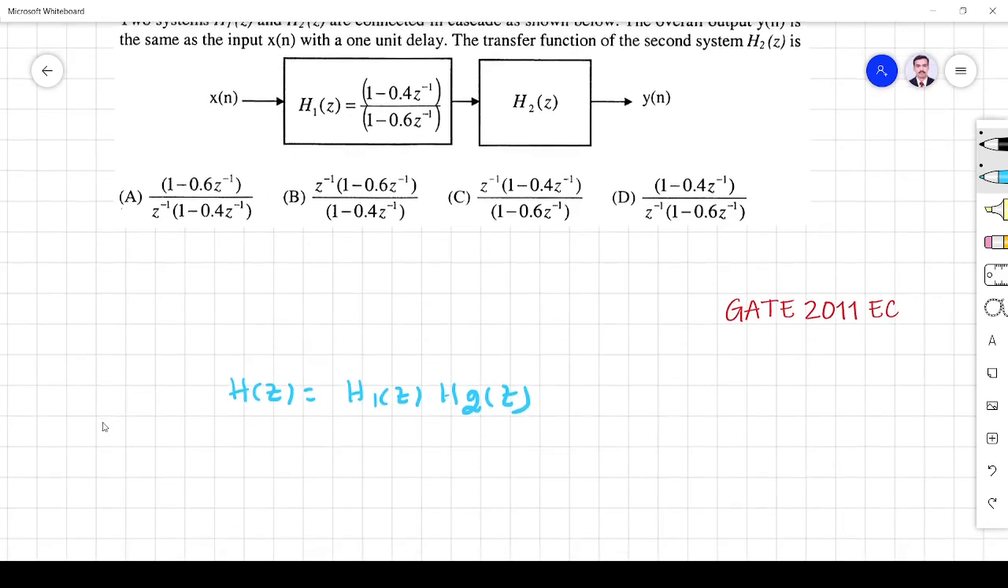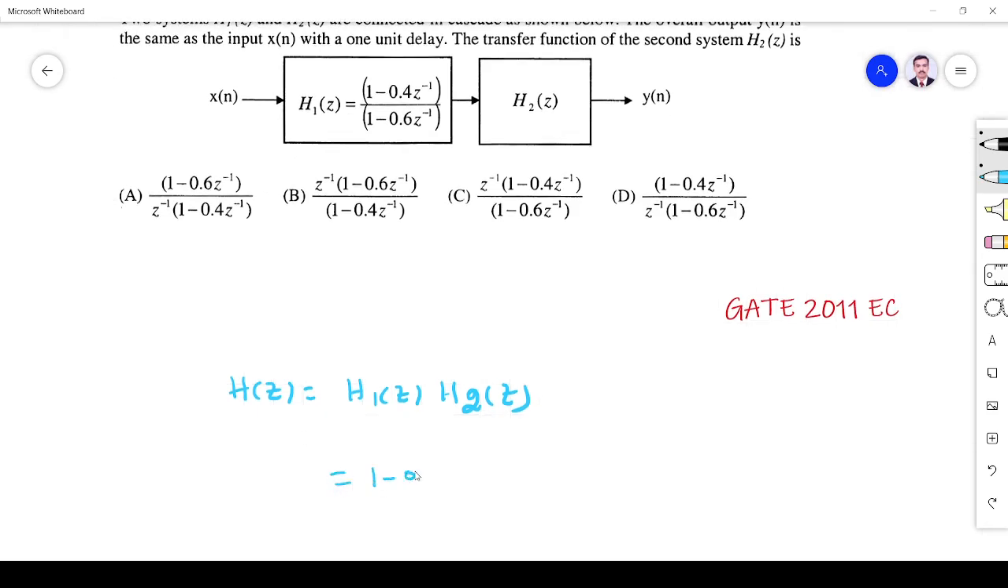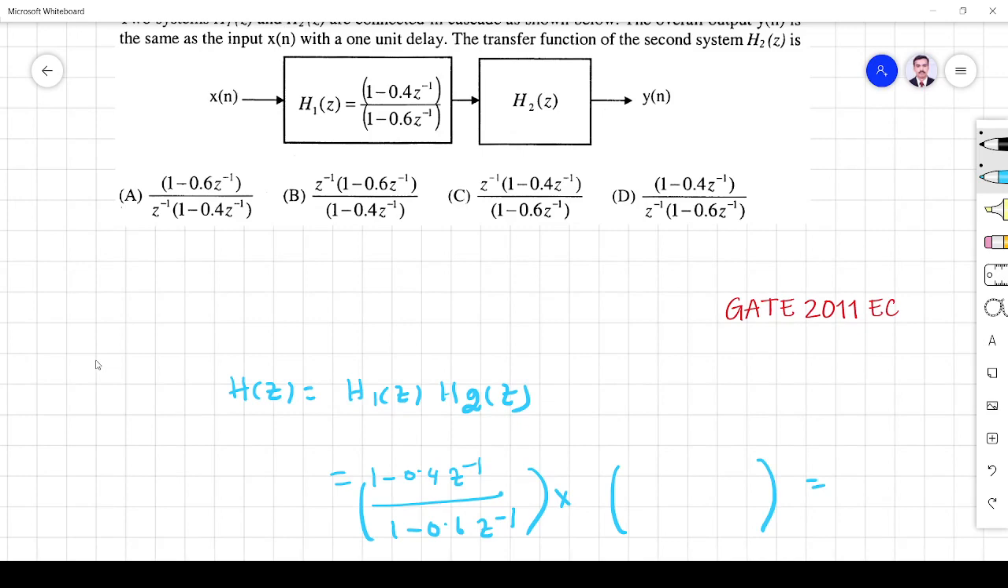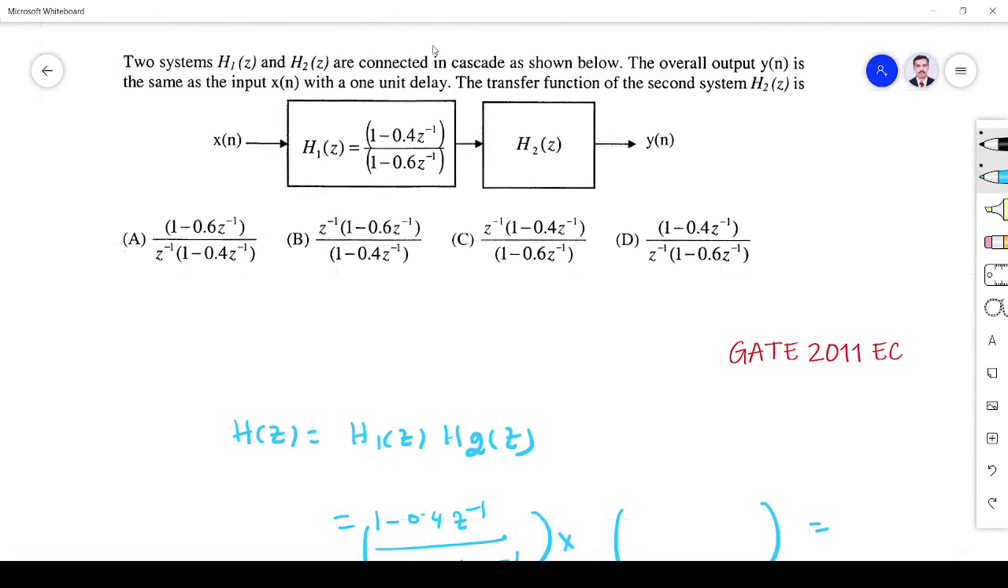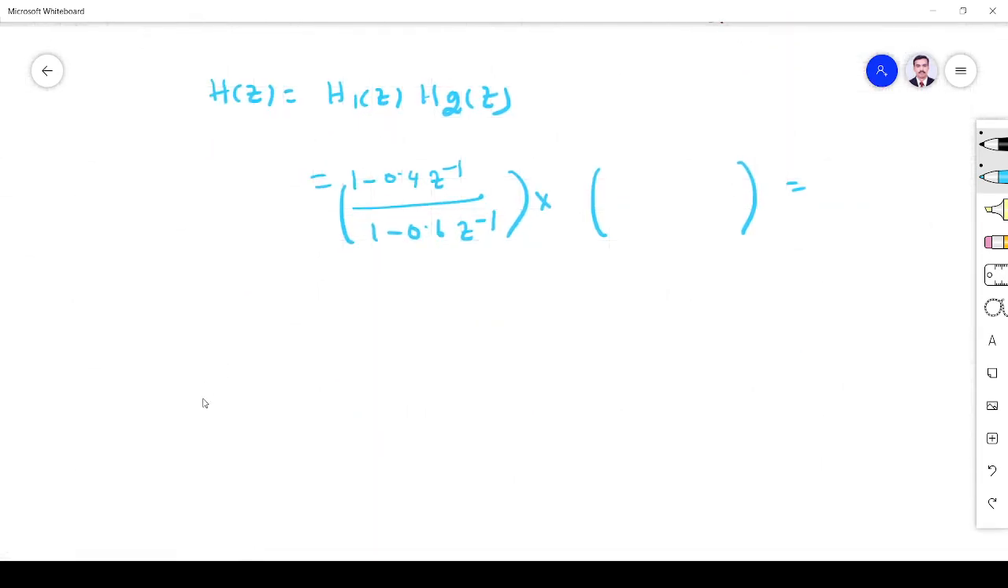So H1 of Z they have given, that is (1 minus 0.4 Z power minus 1) divided by (1 minus 0.6 Z power minus 1). H2 of Z I don't know, so it must be something. So what should it give? Y of n is the same as x of n, with unit delay.